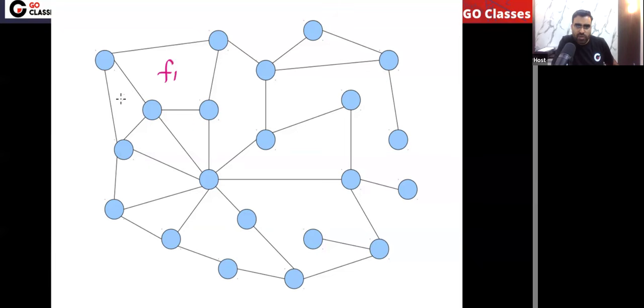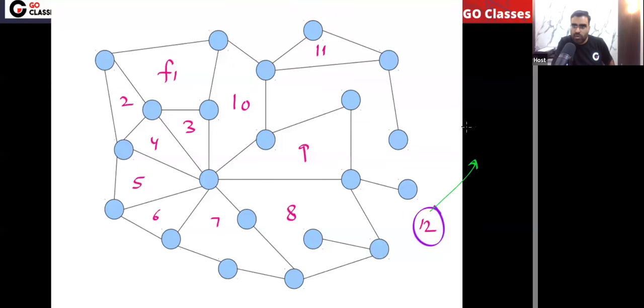Let me call it F1. Let me call it 2. Let me call it 3, 4, 5, 6, 7. Okay, this area, this is 8. Yes or no? This area is 8. Then there is 9. Then there is 10, 11. Okay, and there is 12. Yes or no? The outer area. So you can see the number of faces will be 12. I hope you understood. There are 12 faces and only one unbounded face. This is the unbounded face.